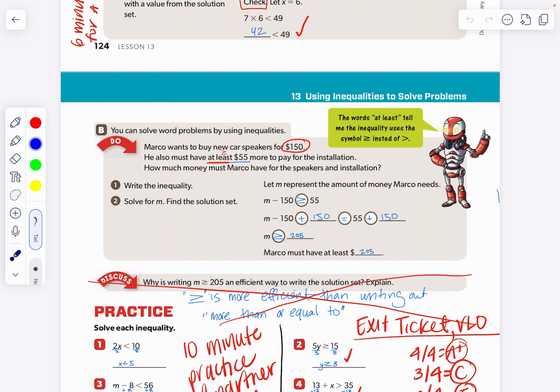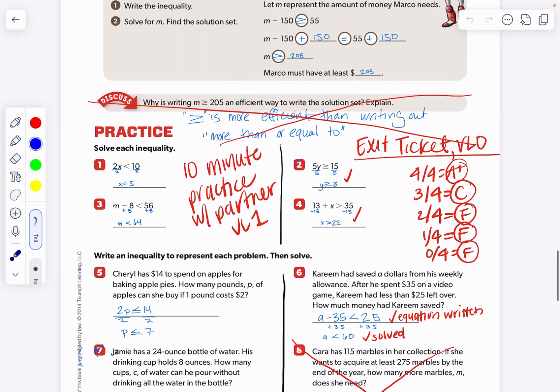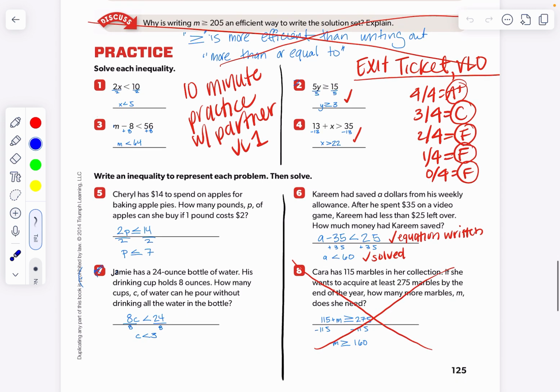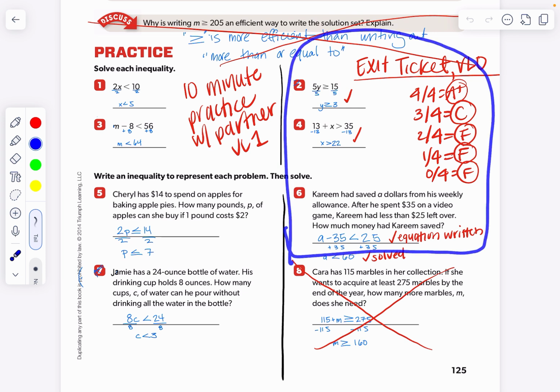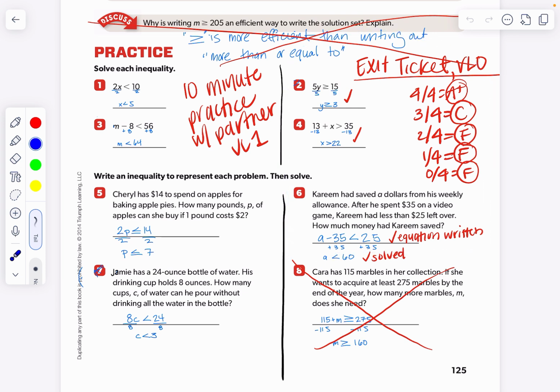If he has $204, he may be able to buy the speakers, but he cannot get it installed because he won't have enough money. So then students are going to spend 10 minutes on the left-hand side working on these 4 questions with a partner at a volume level 1 before you launch them into working on questions 2 through 6 as their exit ticket. Students will have to solve for questions 2 to 4, and then for question 6, they are going to have to use the word problem to create their inequality statement before solving.